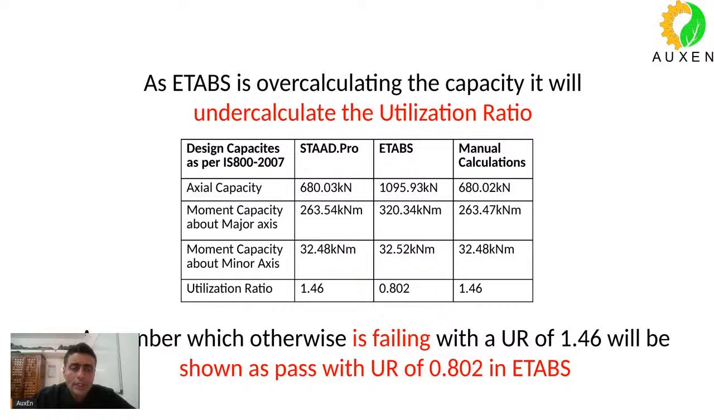So now if you see in the first column, I have written down the StatPro utilization ratio 1.46. As per manual calculation also we are getting 1.46, but ETABS is giving me a 0.802 ratio. So that means if a structural engineer was doing the design on ETABS, he or she would say that the member is passing.